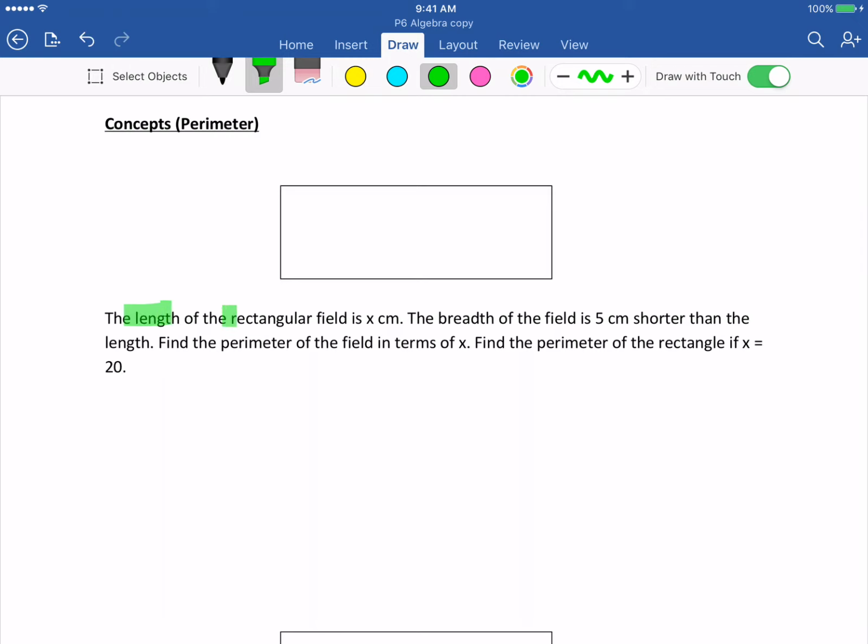The question states that the length of the rectangular field is x. The breadth is 5 cm shorter than the length. Find me the perimeter of the field in terms of x. So that's the first one. So maybe you can just draw it on the diagram. The question says that x is actually the length, so draw x here.